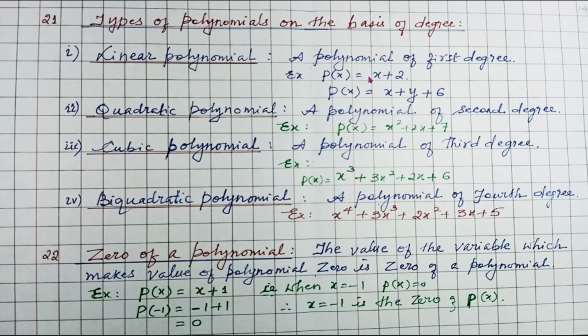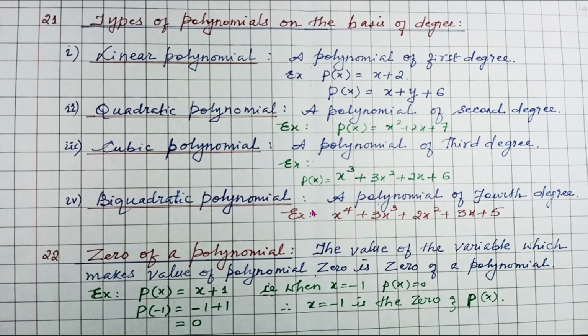This is a linear polynomial in one variable. This is a linear polynomial in two variables. A polynomial of second degree is called a quadratic polynomial. Example here, xy plus 2x plus 7 is a quadratic polynomial because the degree is 2. A cubic polynomial is a polynomial of third degree. If you take an example here, x cube plus 3x square plus 2x plus 6, the degree of this polynomial is 3, therefore it is a cubic polynomial.